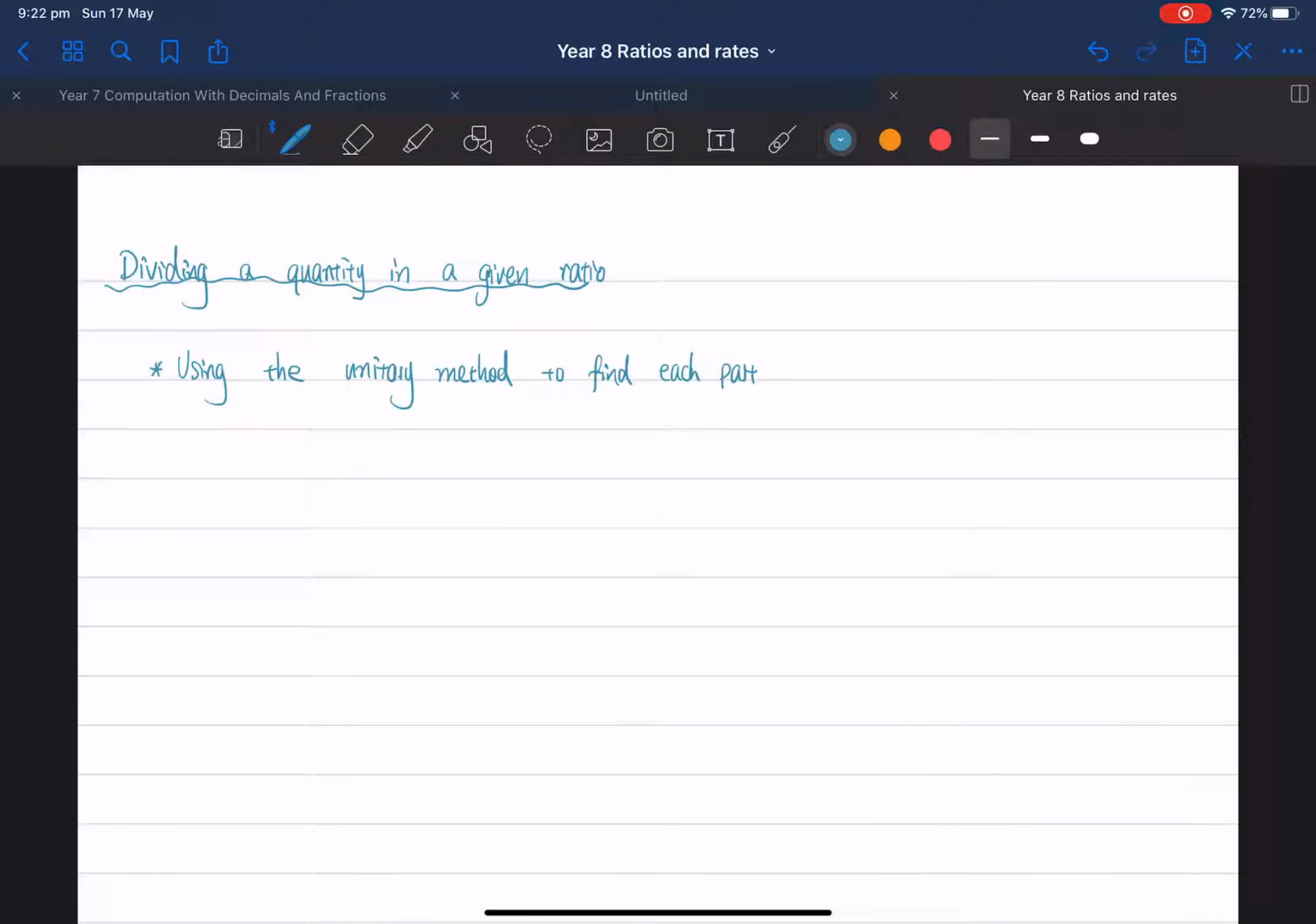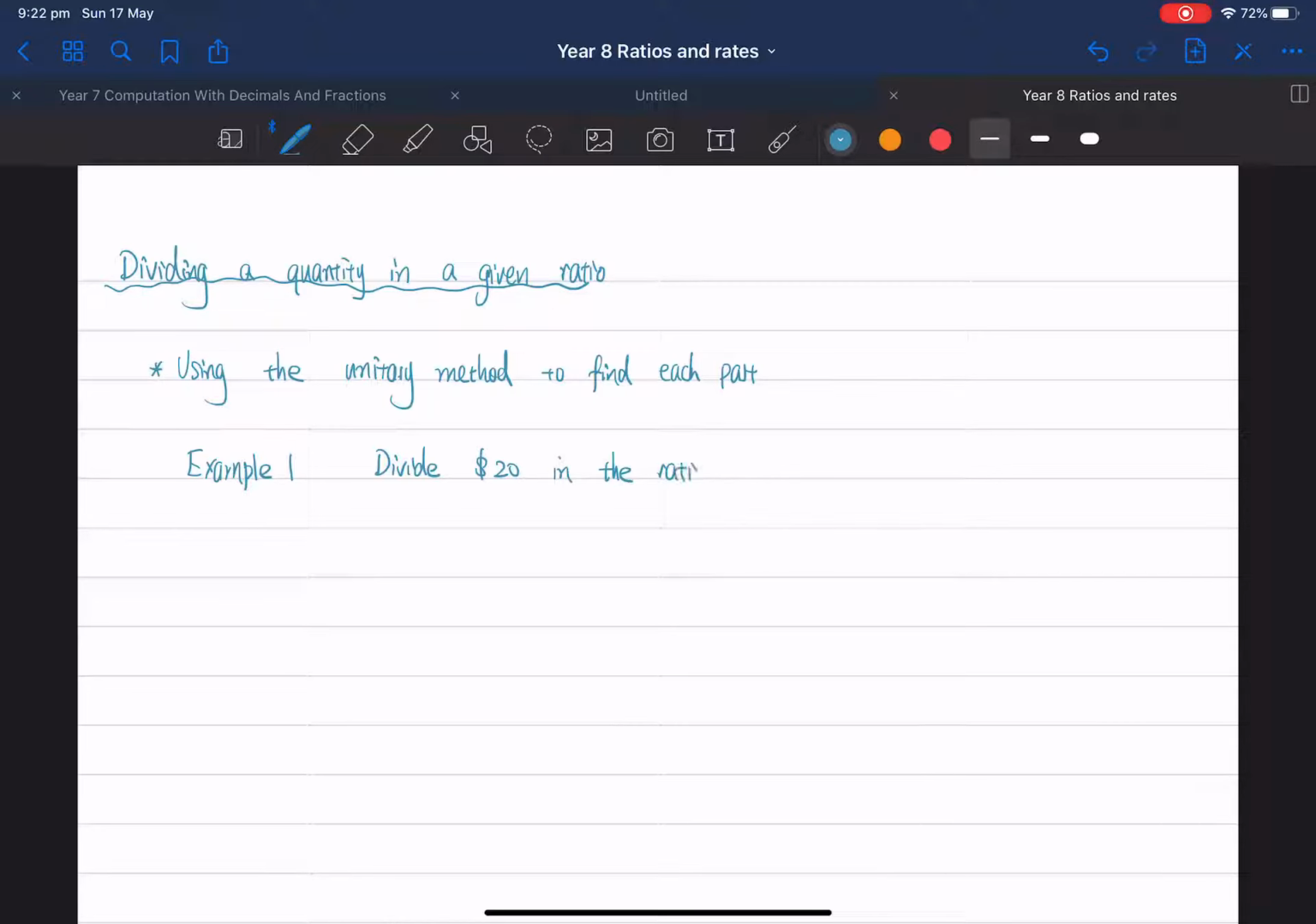All right, so for example, if you want to divide $20 in the ratio of 3-to-2, so person A and person B want to divide $20 and you want to calculate how much each person is going to get. So this is the type of question: divide 20 in the ratio 3-to-2. All right, so how do we do this?